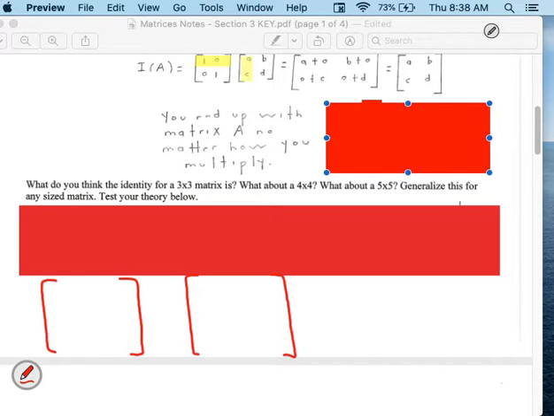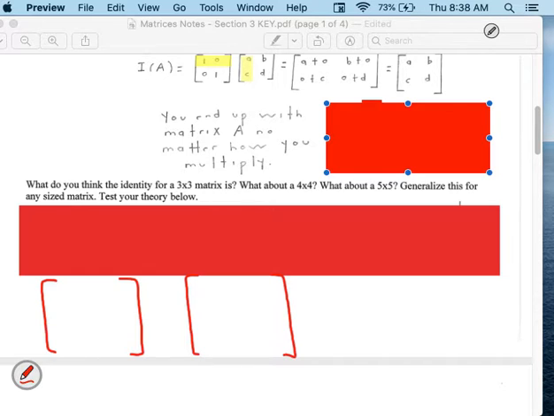Any thoughts? I could honestly let you play with this for a long time. Sometimes it just kind of pops out what that pattern is if you start thinking about it. But I don't want us to lose too much of our homework time today.